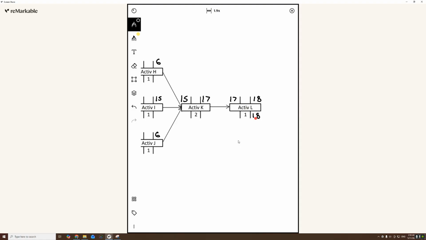Working backwards, if you subtract 1 from 18, it means the latest start is on 17. So if I want to have this completed by day 18, I need to start on day 17. That means I need activity K finished by day 17 in order to be able to start activity L by day 17. So I will have 17 here. That's the latest activity K needs to be finished, on day 17. Minus 2, the latest it needs to start is on day 15.